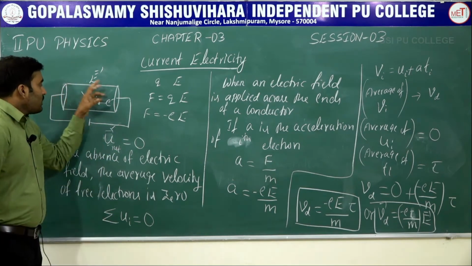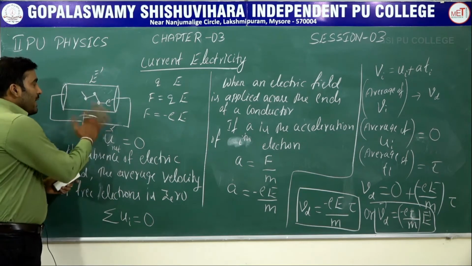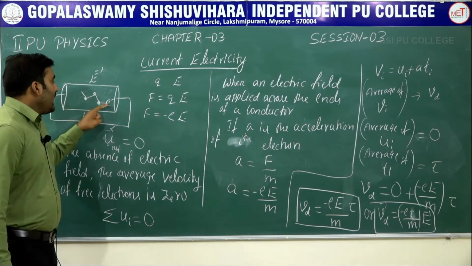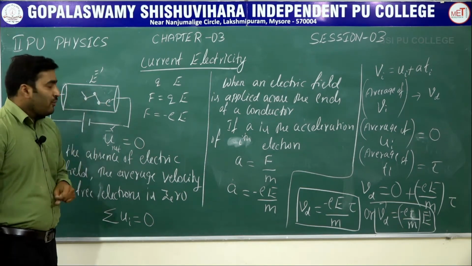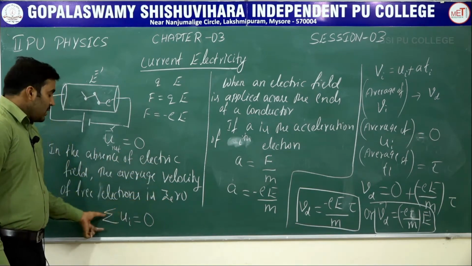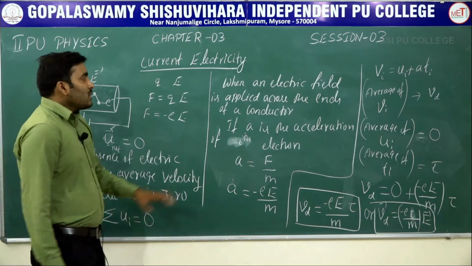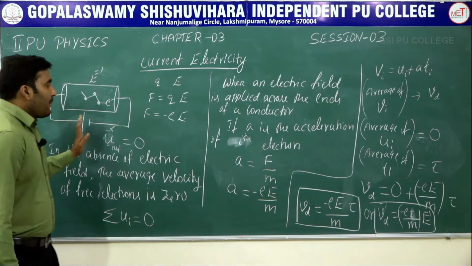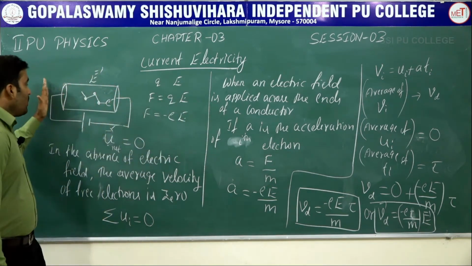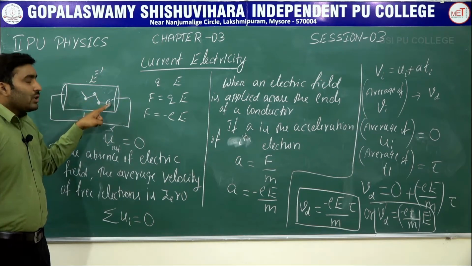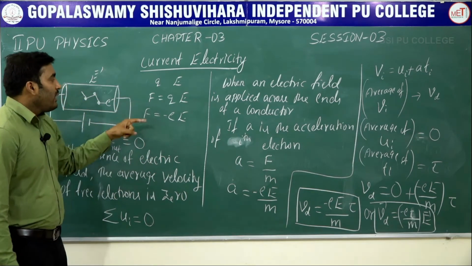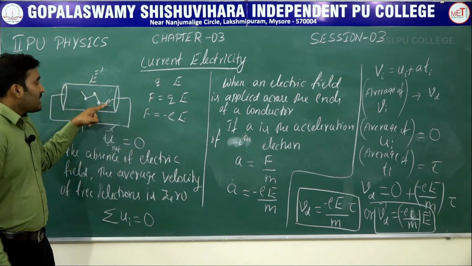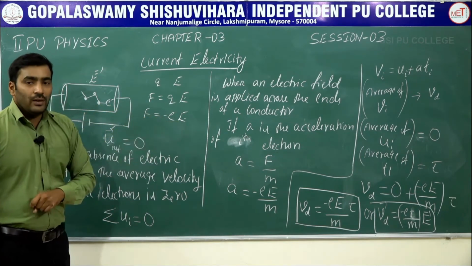Look at the board. This is a diagram for this. In the absence of an electric field, the electrons will have a random motion. Therefore, their average velocity is equal to 0. Next, when an electric field is applied to the conductor by connecting a battery or a cell, the electrons will be drifted towards the positive end. So inside the conductor, electrons experience a force due to the electric field. That force is written as F is equal to Q into E. But the charge here is nothing but the charge on the electron. That is why we are writing minus of E into E.